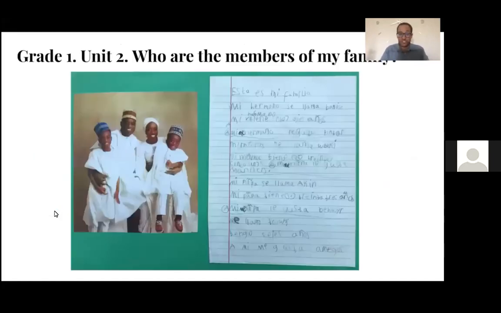And I just wanted to share very quickly a couple of examples of the next unit we thought, that is, who are the members of my family. It is the second unit in the grade 1 curriculum. And this is the final assessment of that unit from one of our boys that picked this picture from his family and described each one of them on this piece of paper.